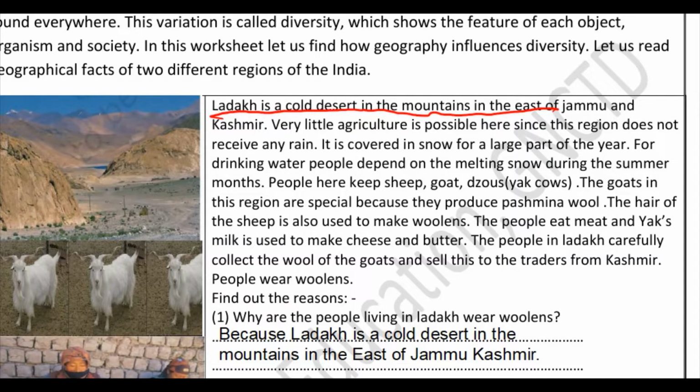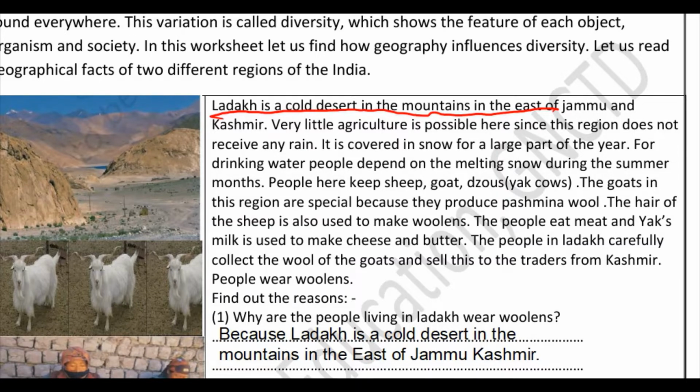People here keep sheep, goat, yak cows. The goats in this region are special because they produce pashmina wool. The hair of the sheep is also used to make woolens. The people eat meat and yak's milk is used to make cheese and butter. The people in Ladakh carefully collect the wool of goats and sell this to the traders from Kashmir. So people wear woolens here.